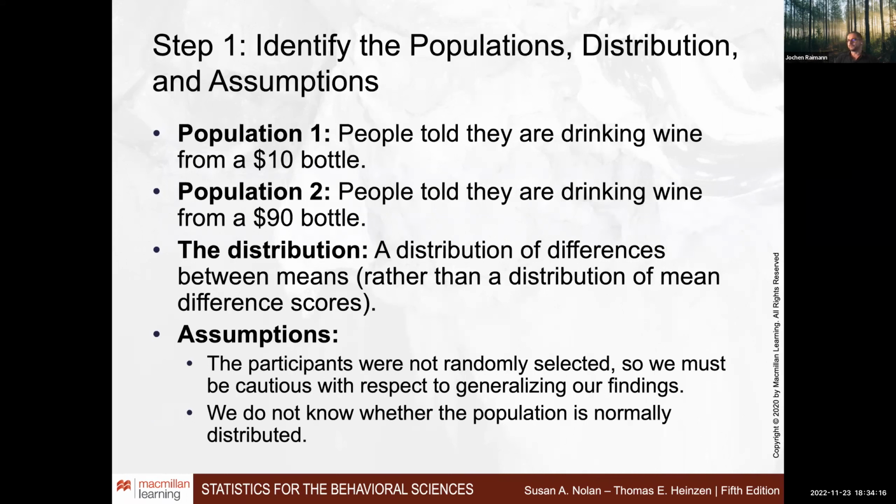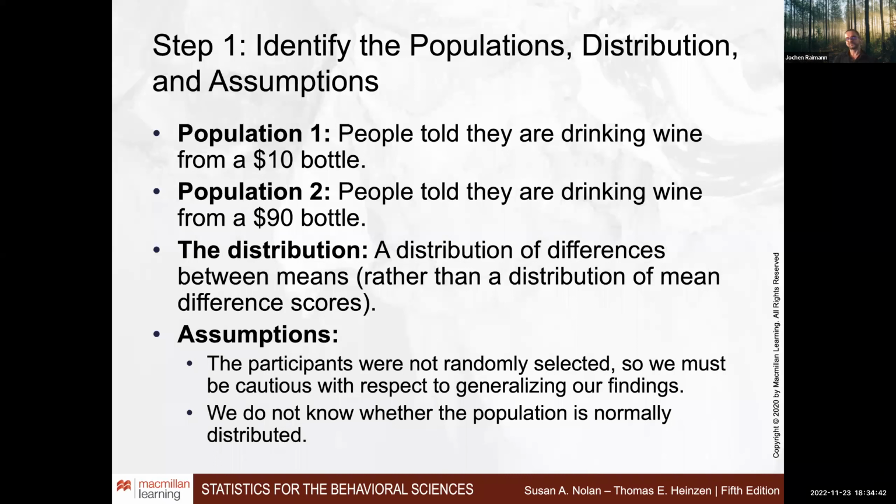So today's example deals with wine. So we have two populations. We have a group of people. Both populations drink the same wine. They're being served the same wine. And population number 1 is being told they're drinking a $10 bottle of wine, whereas the second population is being told they're drinking a $90 bottle of wine.